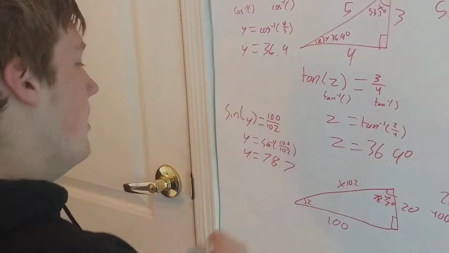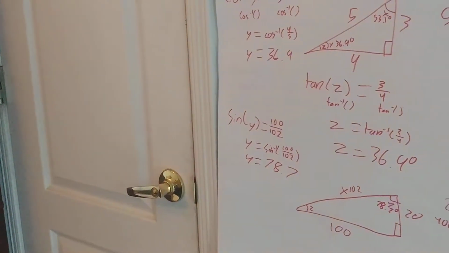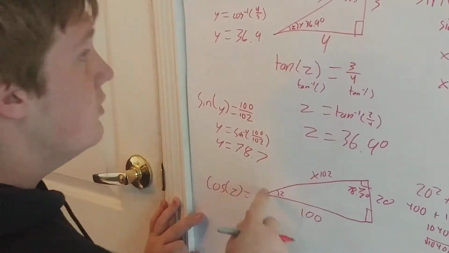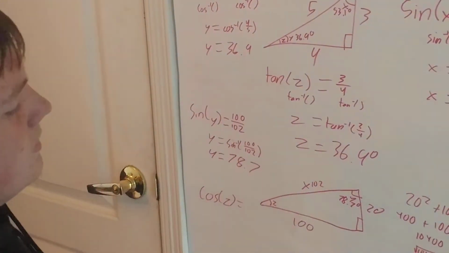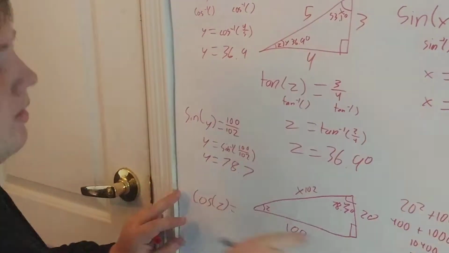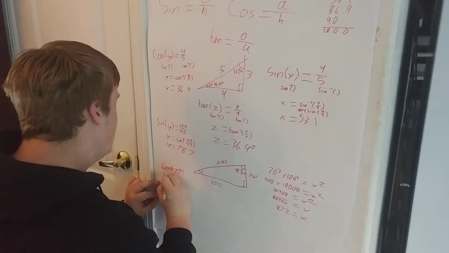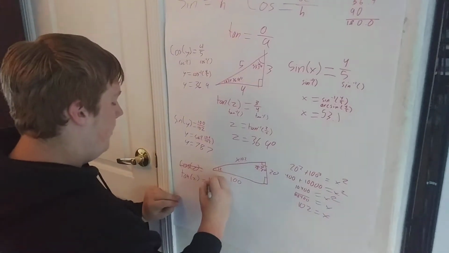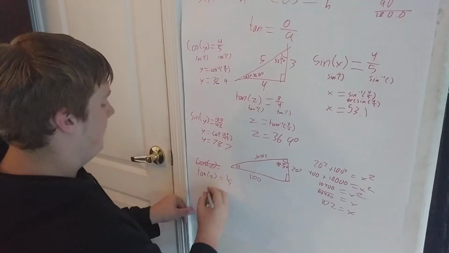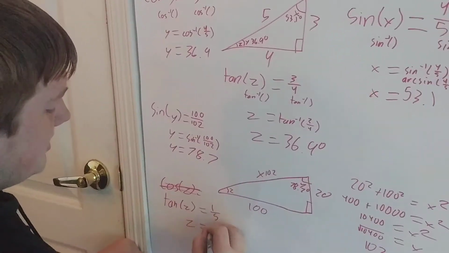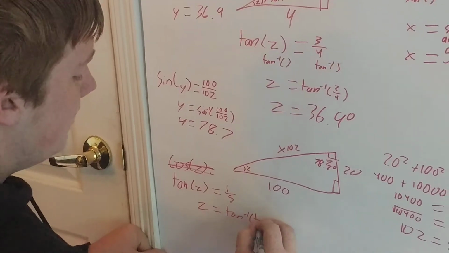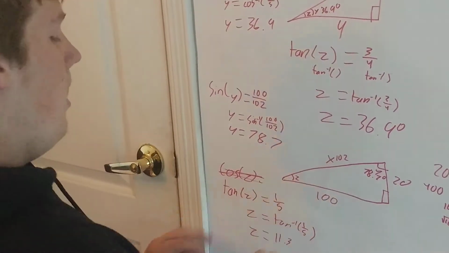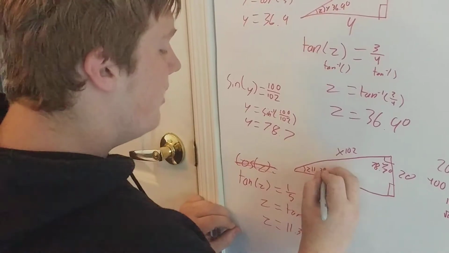Now we just need to find this one. Let's do cosine. Cosine of z is equal to, actually, let's use tangent. That way, it reduces. Tangent of z is equal to 20 over 100, or 1/5. Now, we can take the tangent inverse of both sides, getting z is equal to the tangent inverse of 1/5. And when you plug that into your calculator, you should get 11.3. Now, we can plug that into our triangle as 11.3 degrees.